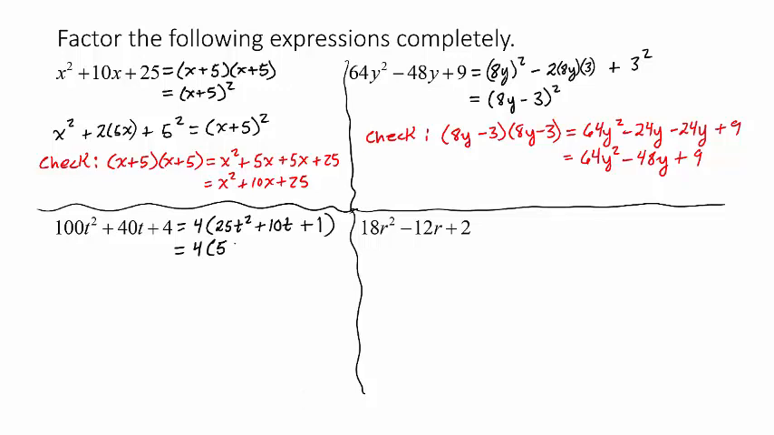This should work. So factored, square root of 25t squared is 5t. Square root of 1 is 1. So we're going to have 5t plus 1 quantity squared. And it's going to be plus 1 because our middle term is positive.